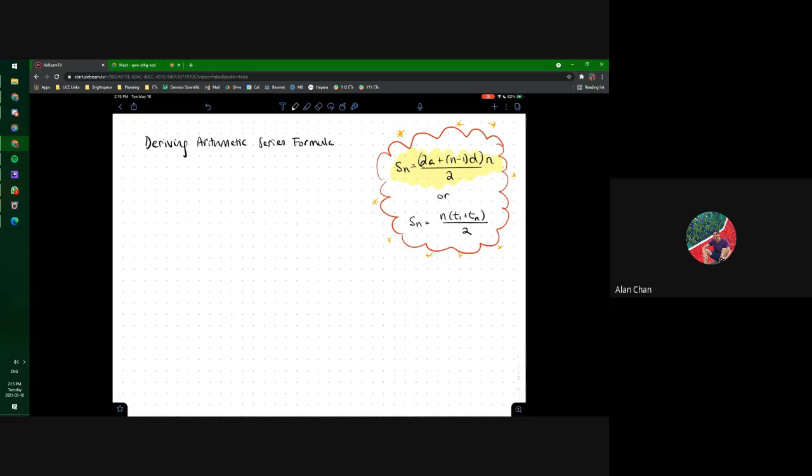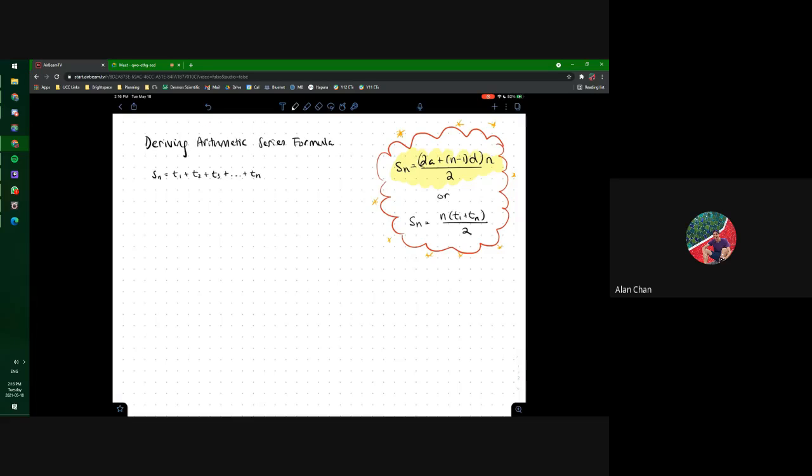Okay, so in order to do that, I am assuming that you know what an arithmetic sequence is, and of course, I assume that you know what a series is, which is just the sum of the terms in a sequence. Let's write that out actually. So we'll start off by saying the series is equal to the sum of the terms in the sequence, which are going to be denoted by T1 all the way to Tn.